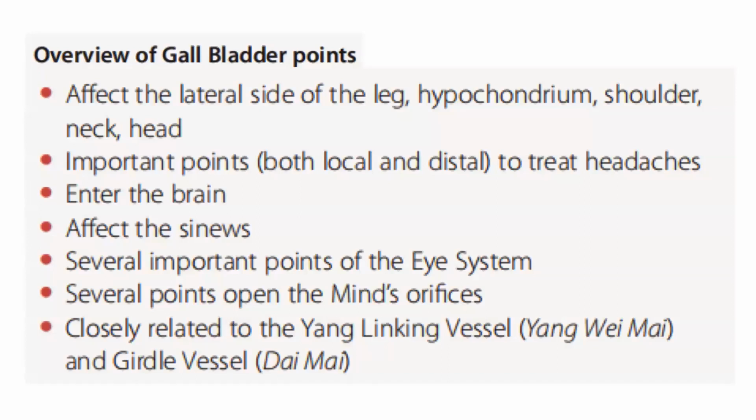For an overview of the gallbladder points and its functions, first, it affects the lateral side of the leg, the hypochondrium, the shoulders, neck, and head. Gallbladder points are important points, both local and distal, to treat headaches. They enter the brain. They affect the sinews. There are several important points on the eye system, and several points open the mind's orifices, and they are closely related to the yang linking vessel and the girdle vessel.